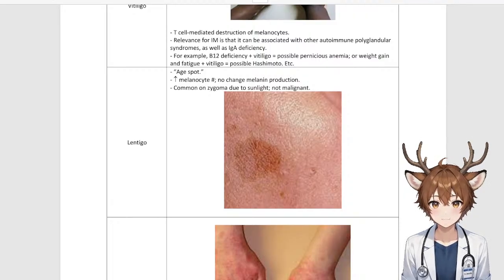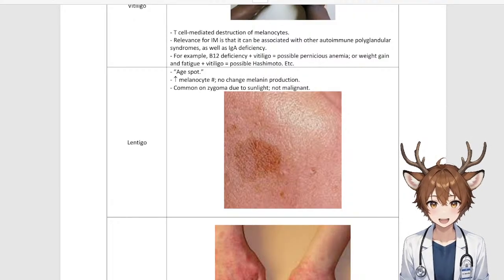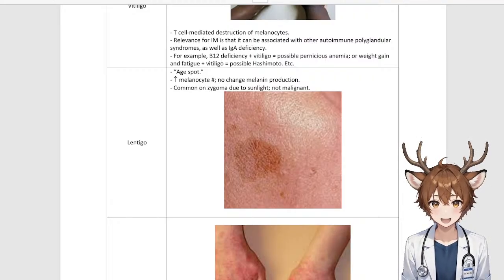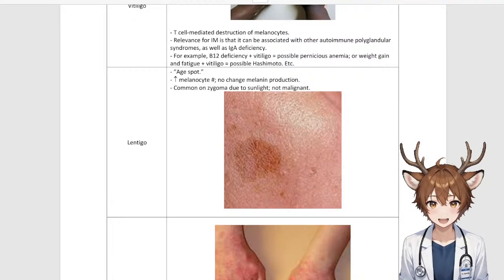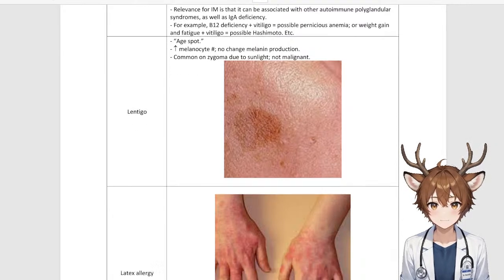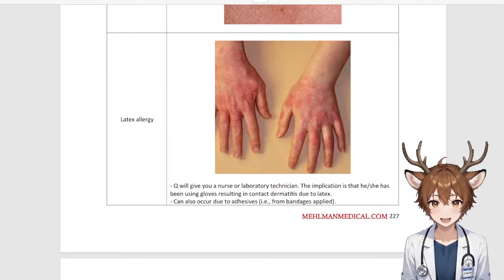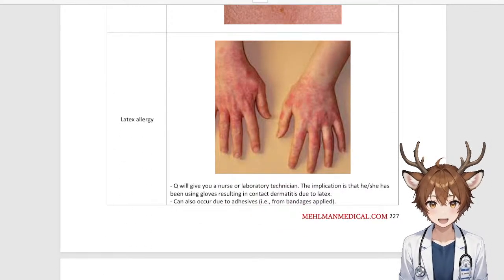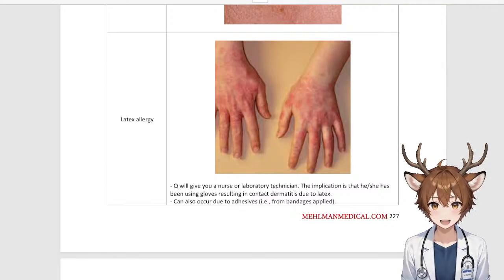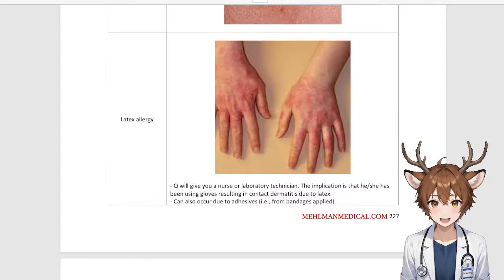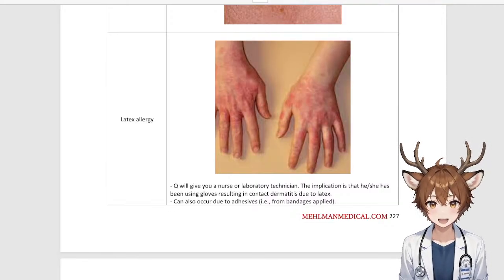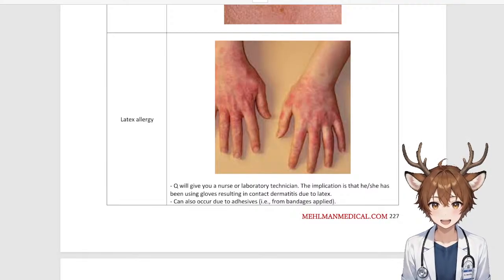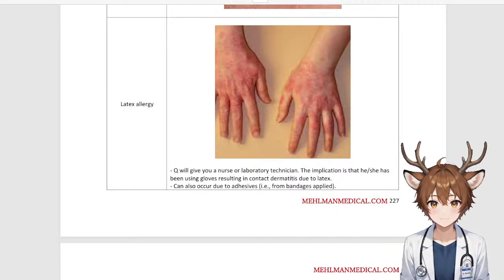Lentigo, age spot, elevated melanocyte number plus no change in melanin production, common on the zygoma due to sunlight, not malignant. Latex allergy. The question will give you a nurse or laboratory technician. The implication is that he or she has been using gloves, resulting in contact dermatitis due to latex. Can also occur due to adhesives from bandages applied.